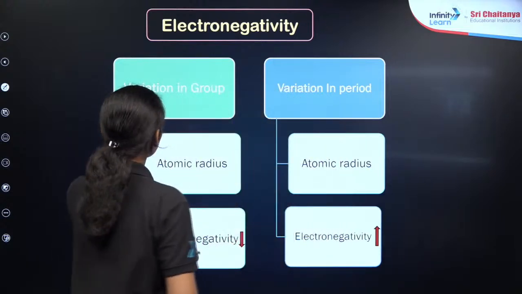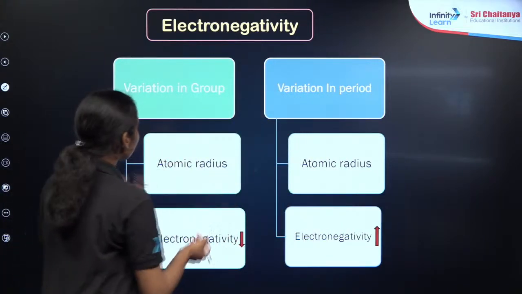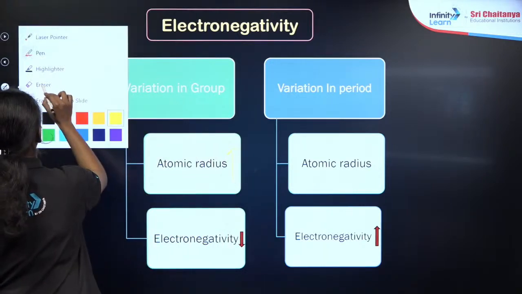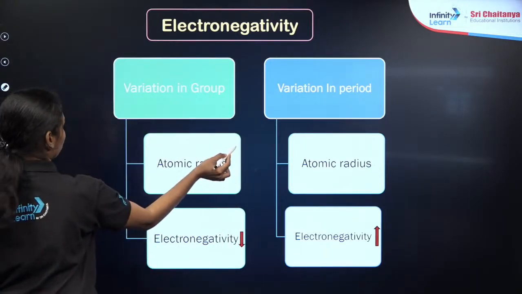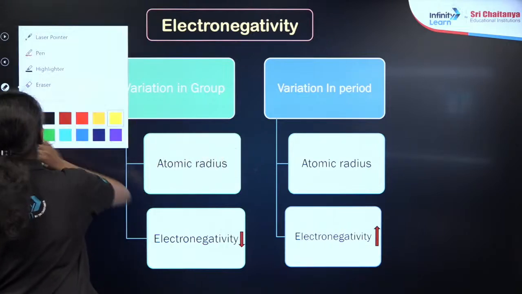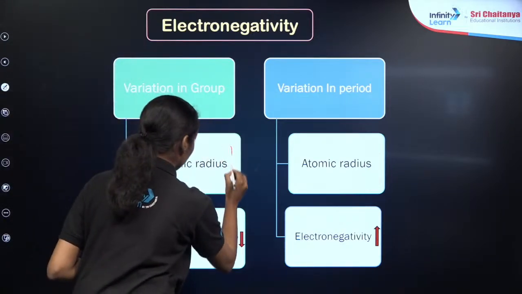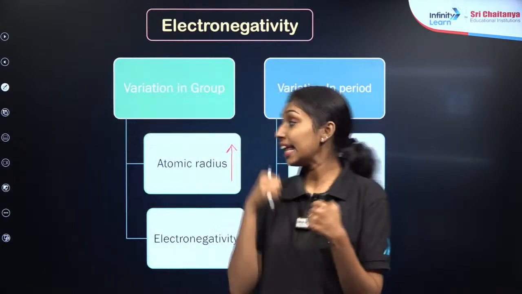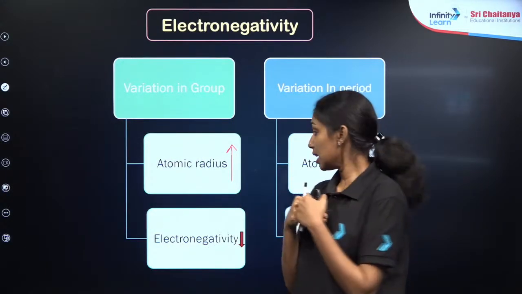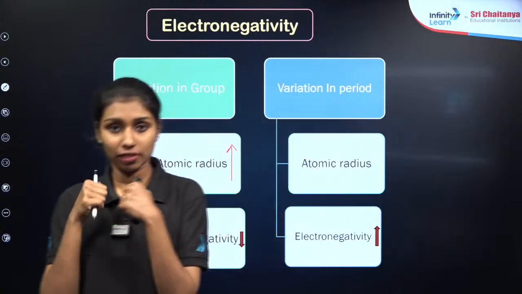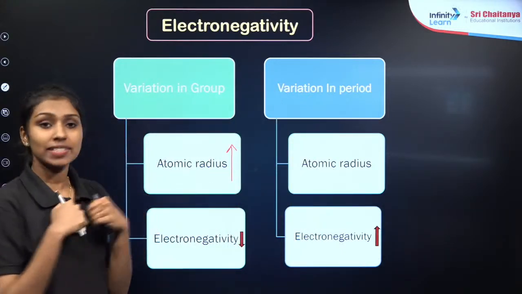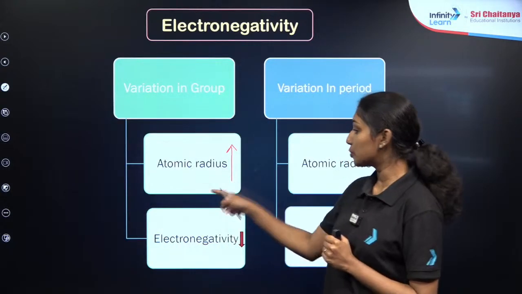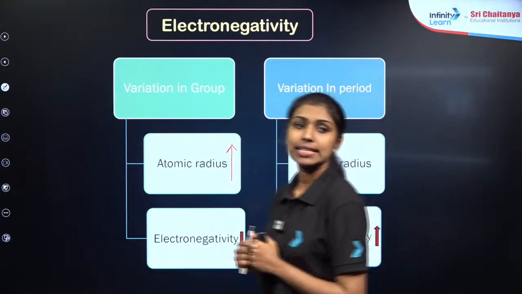While moving from top to bottom in a group, atomic radius increases, right? Atomic radius increases, which means that the attraction between the electron as well as nucleus will decrease, which means that electronegativity decreases, right? Clear? Electronegativity decreases according to the atomic radii. Is it clear?